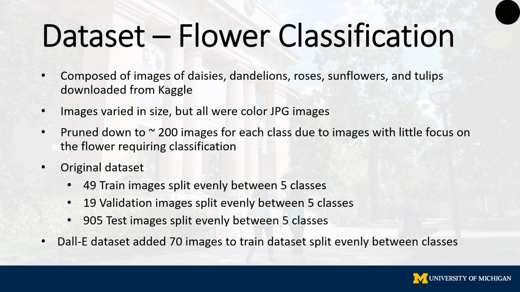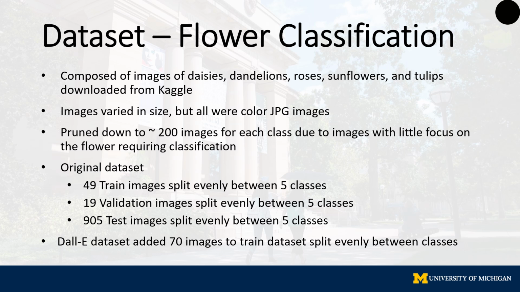First, the flower classification data set. So for testing, the original data set is composed of daisies, dandelions, roses, sunflowers, and tulips, and this was downloaded from Kaggle. These images vary in size, but they're all color JPEG images. The data set was quite large from Kaggle, but this was pruned down to 200 images for each class because a lot of images just simply had very little focus on the flower, so there weren't a whole lot of features to extract regarding the flower in the image.